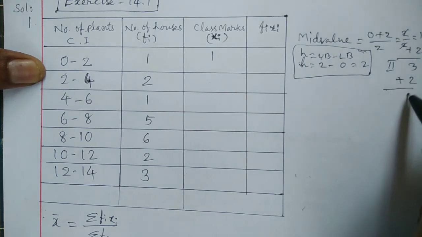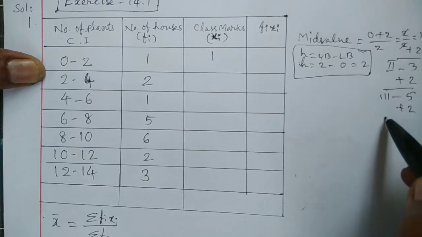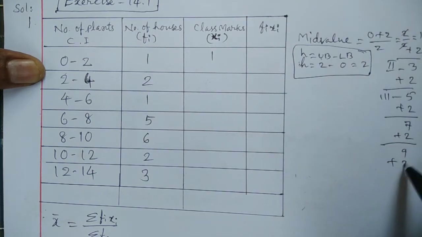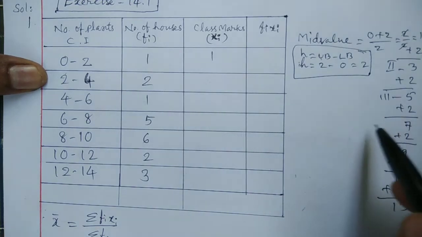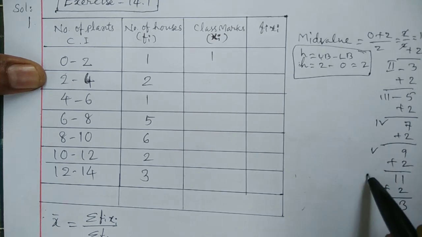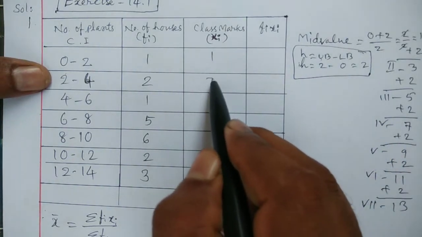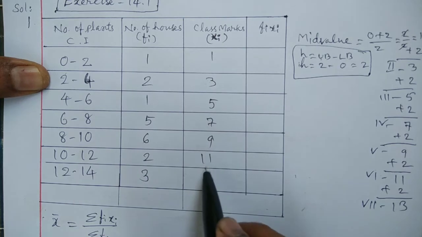Plus 2, 5. This is third. Plus 2, 7. Plus 2, 9. Plus 2, 11. Plus 2, 13. There are 7 classes: 1, 3, 5, 7, 9, 11, 13.